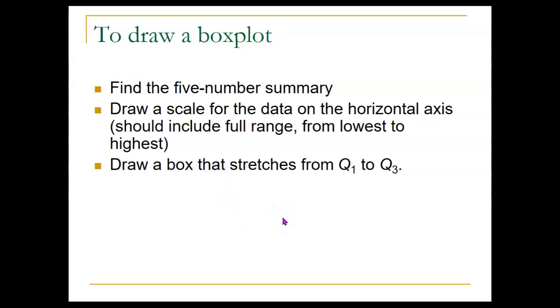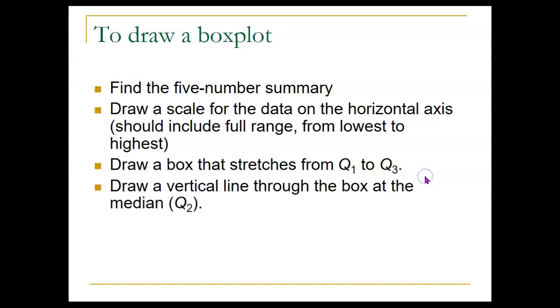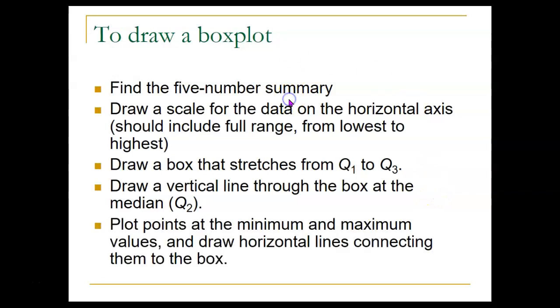Then draw a box that stretches from where Q1 is to where Q3 is. Draw a vertical line through the box at the median, which is Q2, and then plot points at the minimum and maximum values and draw horizontal lines connecting those points to the box. So let's work through an example.